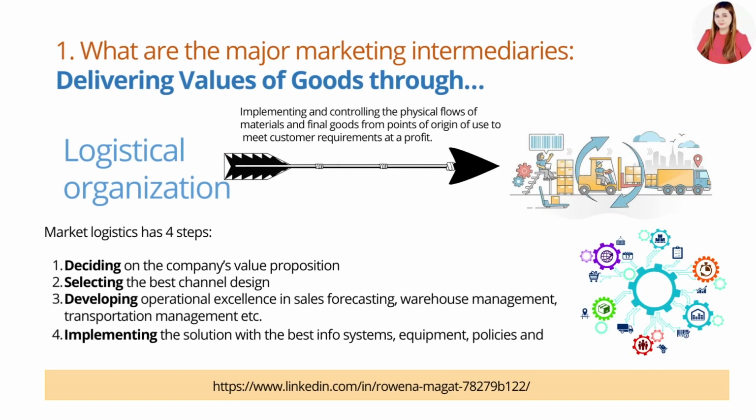And for logistical organization, we have four steps. Number one is deciding on the company's value proposition. Number two, selecting the best channel design. Number three, developing operational excellence in sales forecasting, warehouse management, transportation management, and so on. And number four, implementing the solution with the best info systems, equipment, policies, and procedures.